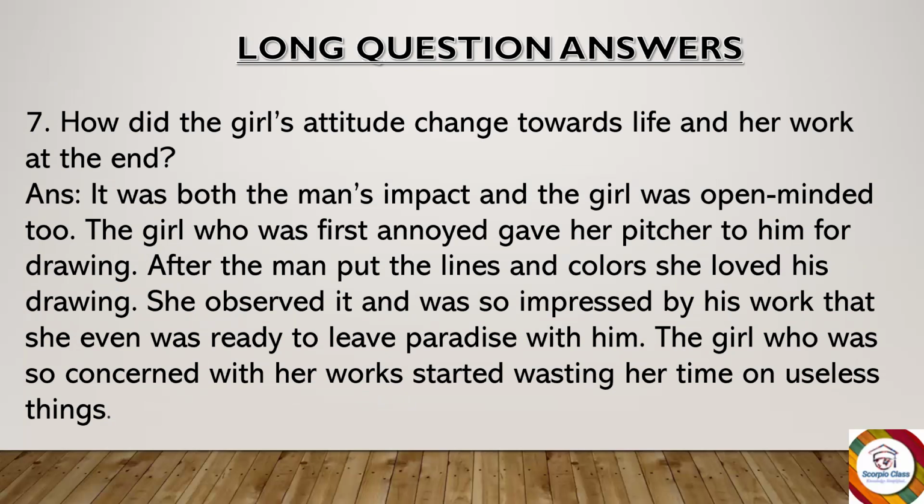Next question. Now we are going to see the long question answers from this chapter. How did the girl's attitude change towards life and her work at the end? Answer: it was both the man's impact and the girl was open minded too. The girl, who was first annoyed, gave her picture to him for drawing. After the man put the lines and colors, she loved his drawing. She observed it and was so impressed by his work that she was even ready to leave paradise with him. The girl, who was so concerned with her works, started wasting her time on useless things.